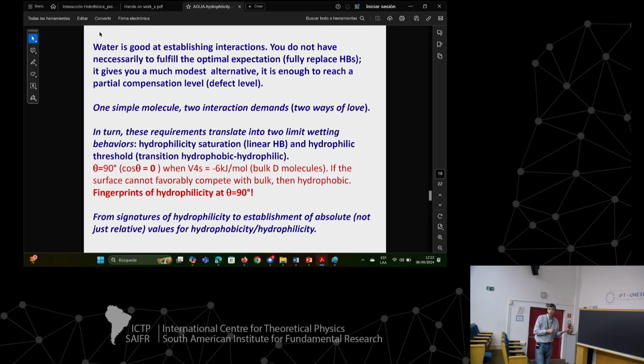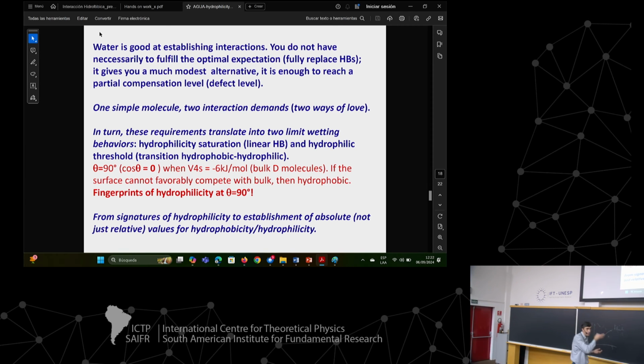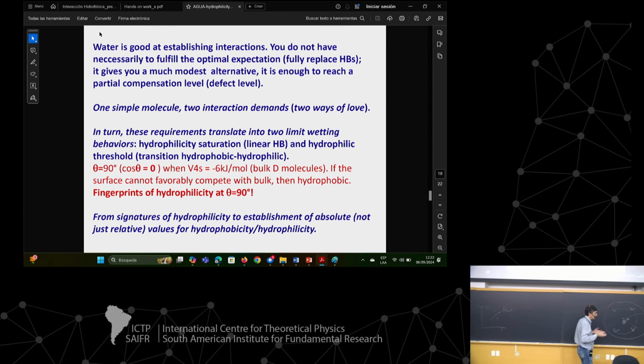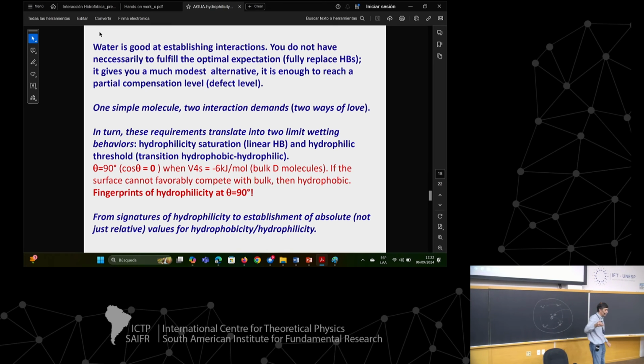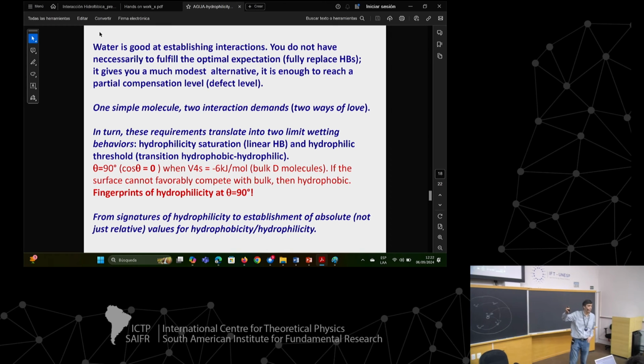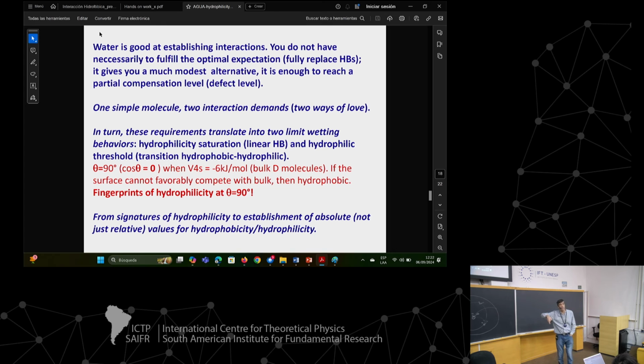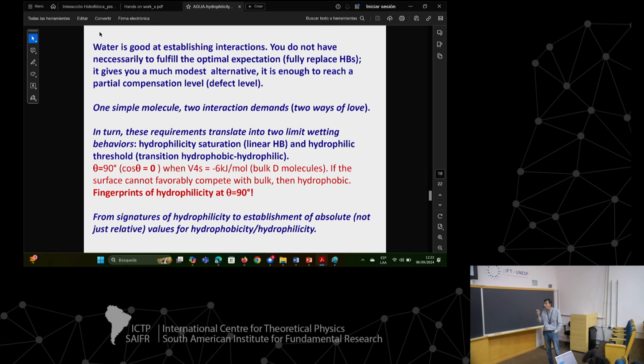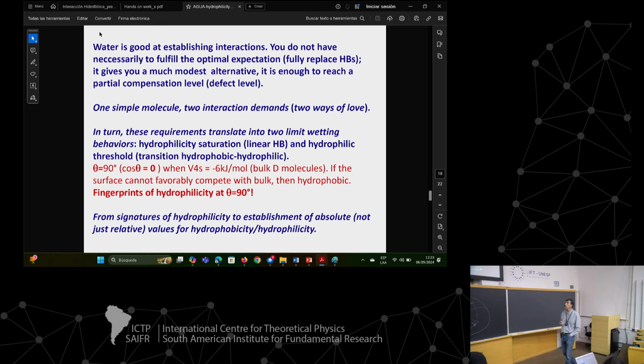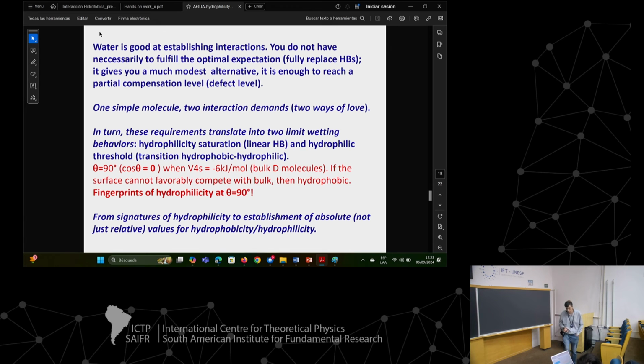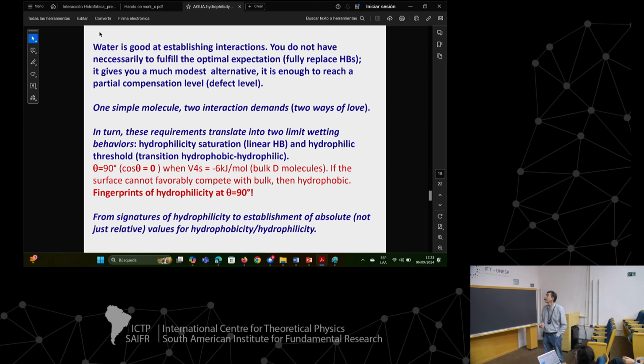And as far as the cases we have proven, this was a very nice test system, since you saw that we had a wide spectrum of hydrophobicity and hydrophilicities, and one of them was sitting just at the transition point we expected, and we saw the change where expected. So one simple molecule, two interaction demands, or two ways to satisfy.